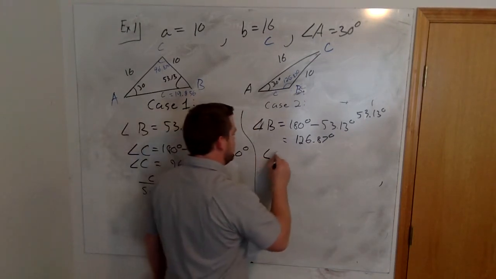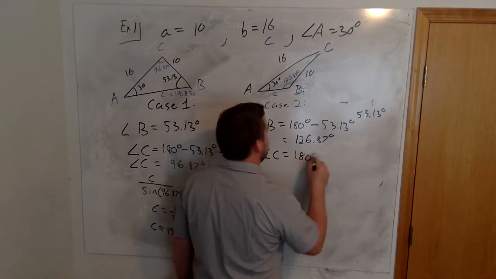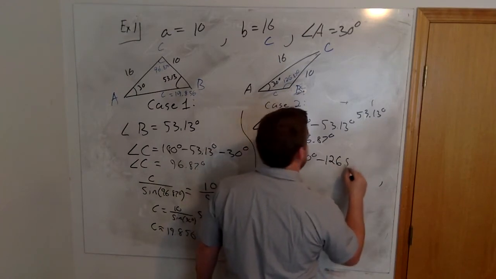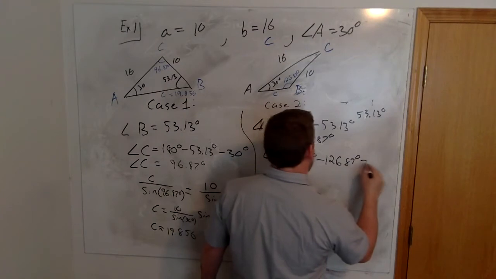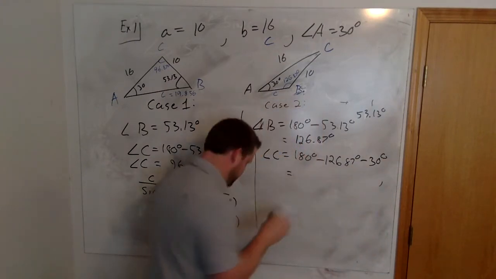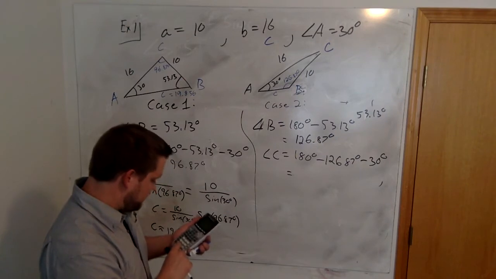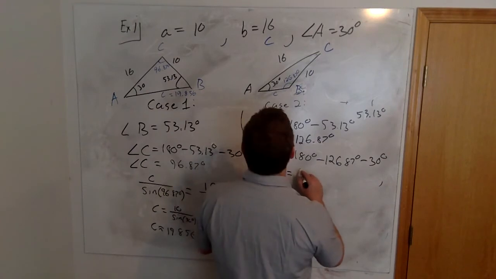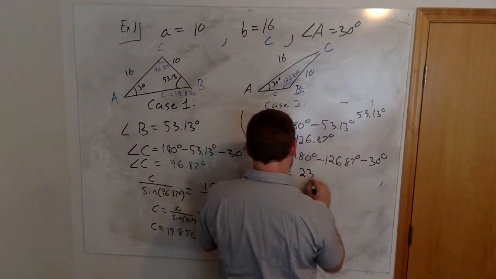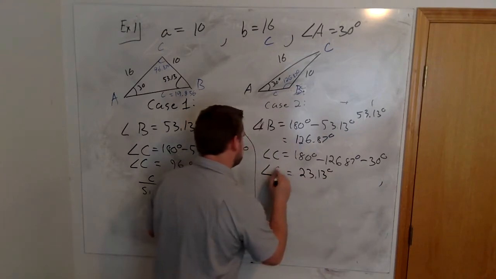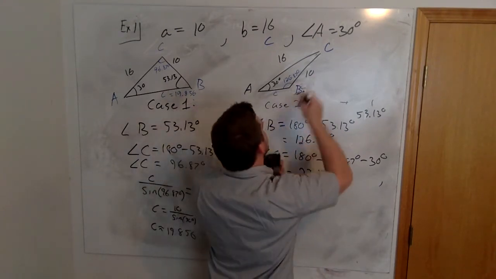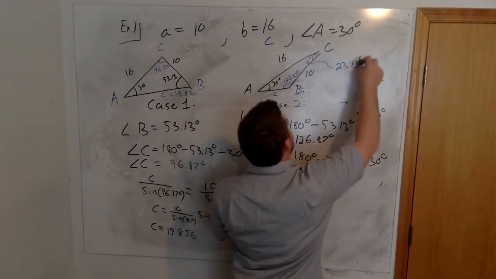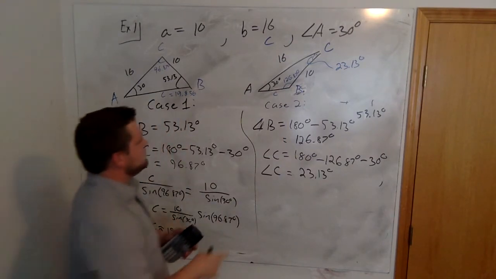Okay, well, angle C is going to be 180 degrees minus 126.87 degrees minus 30 degrees. Okay, let's see what we get. 180 minus 126.87 minus 30. So we'll get that angle C here will now be 23.13 degrees. Okay, so this angle here will be 23.13 degrees.